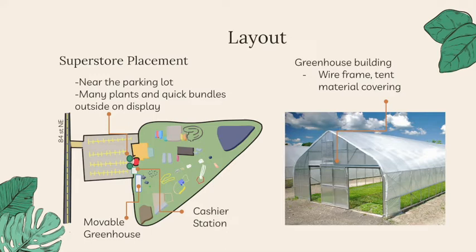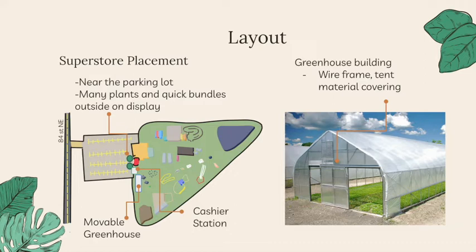The cashier station will be next to the admissions office, so customers coming here specifically for the plants will not have to purchase a ticket to the adventure park as well. Additionally, there will be a small indoor greenhouse. This greenhouse is movable and is made up of a wire frame and a tent covering.